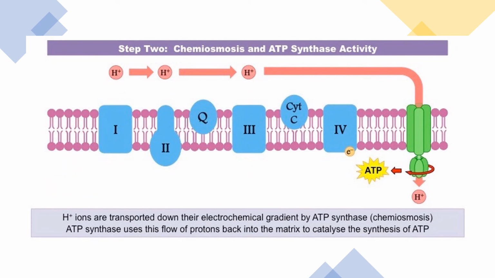Step 2 is chemiosmosis and ATP synthase activity. In this step, electrons are passed from one carrier to another. The carrier molecule gaining an electron is reduced, and the carrier molecule losing the electron is oxidized and able to accept more electrons.